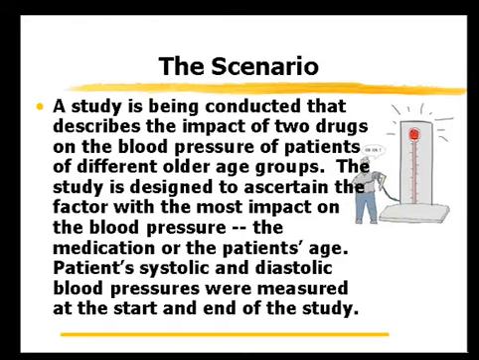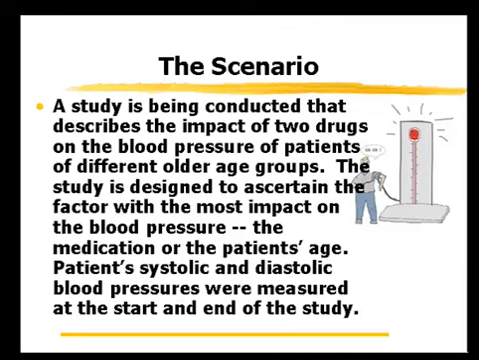In this scenario, a study is being conducted that describes the impact of two drugs on the blood pressure of patients who are of different older age groups. The study is being designed to ascertain whether the factor with the most impact on the blood pressure is the medication or the patient's age. The patient's systolic and diastolic blood pressures were measured at the start and at the end of the study. So let's take a look at the aspects of the scenario that are most important.